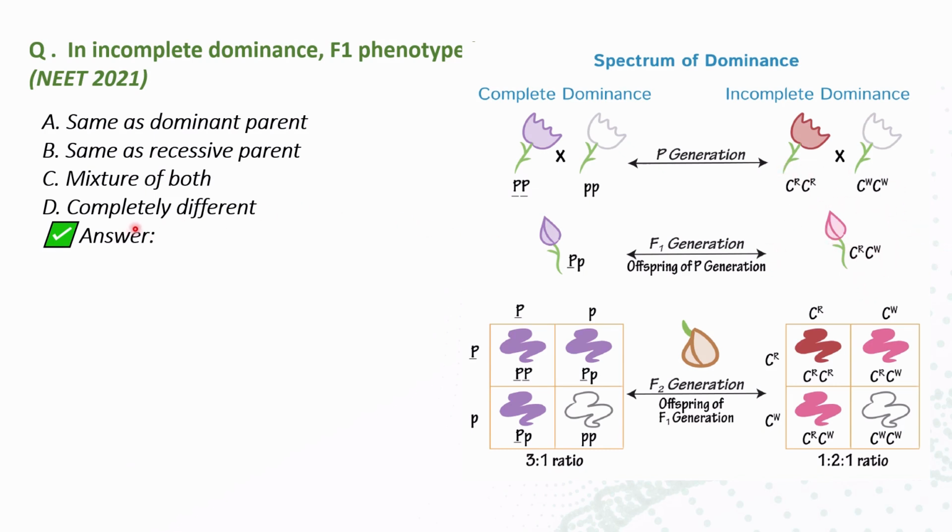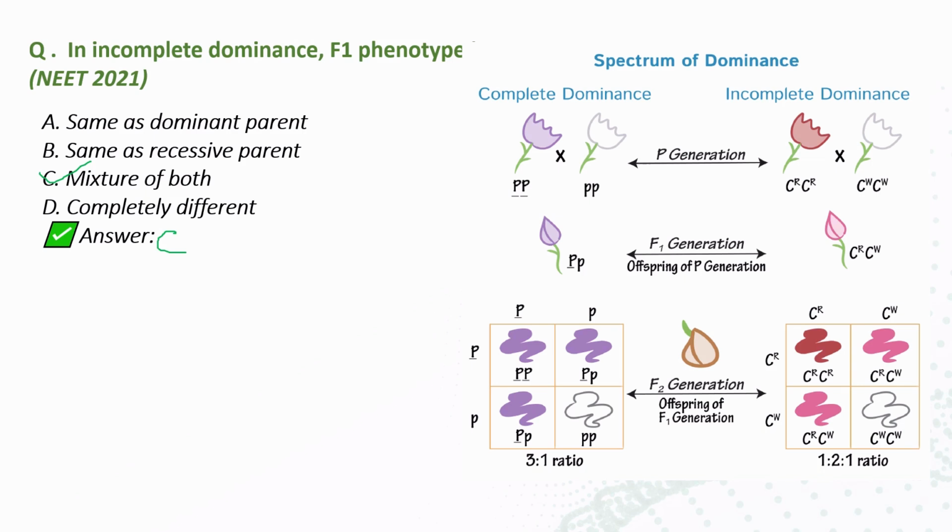If we move on to the next option, completely different. Is it completely different? It may look completely different, but if we think of it in a genetic way, it contains both the parental genes. So it is not completely different, as it has both of their genes. So you can say the answer is a mixture of both. Option C is the right answer here.